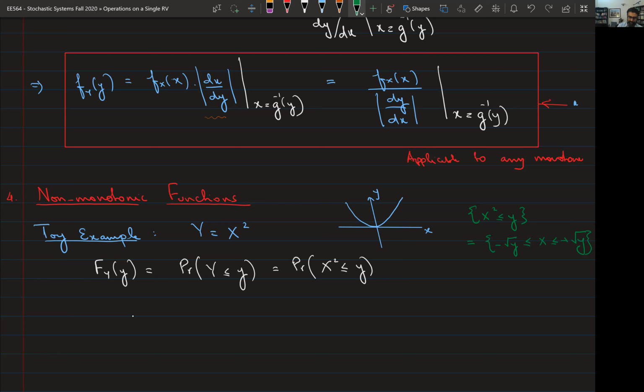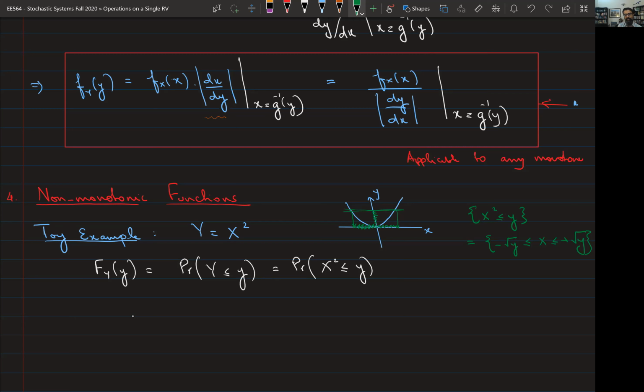So if this is y, then this is minus root y and this is plus root y. When does this happen? Capital Y is less than or equal to small y whenever capital X is between minus root y and plus root y. And whenever capital X is between minus root y and plus root y, capital Y is between 0 and y, which is capital Y is less than small y. So there's a correspondence between these two events.